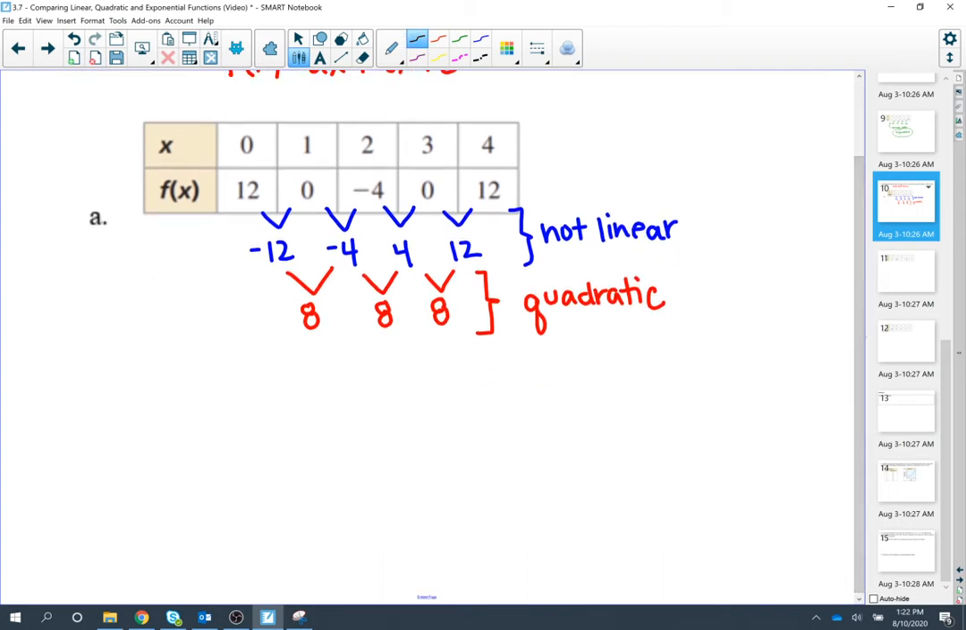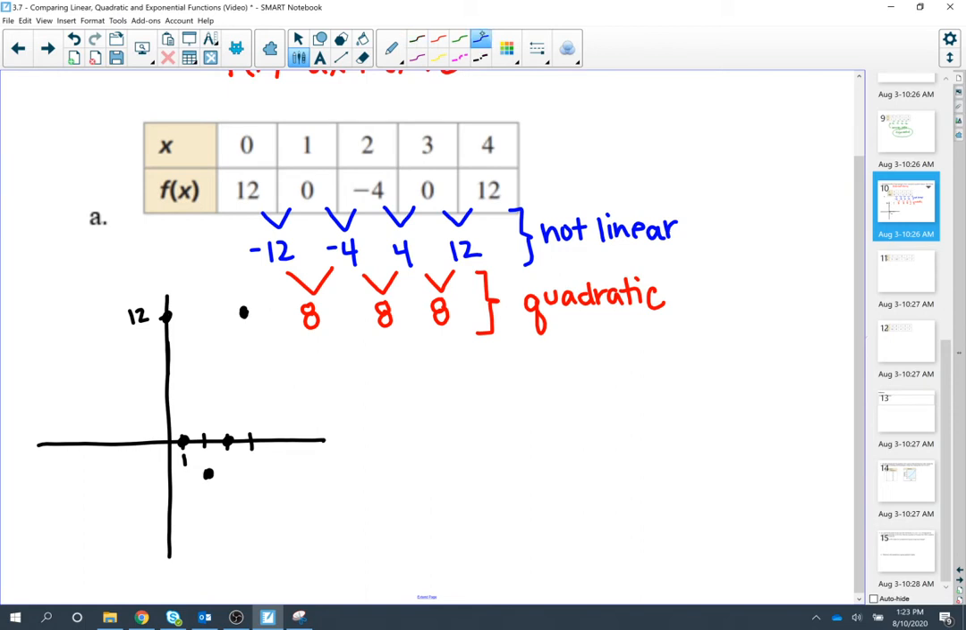So I recommend starting with a graph because when I look at a table of values, it doesn't mean a whole lot. So 0, 12, I know I'm going to be up here at 12. 1, 0, I know I'm going to be over here at 1. 2, negative 4 is going to be somewhere down here. 3, 0 is going to be right here. And then 4, 12 is going to be up here.